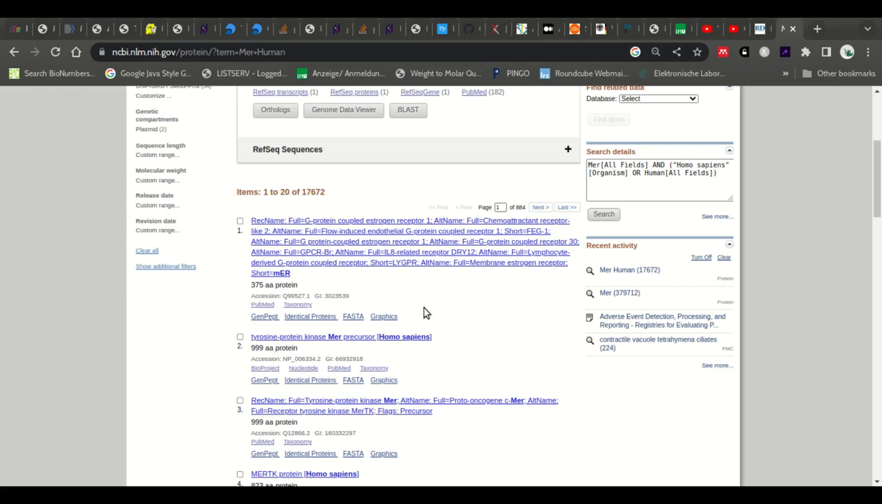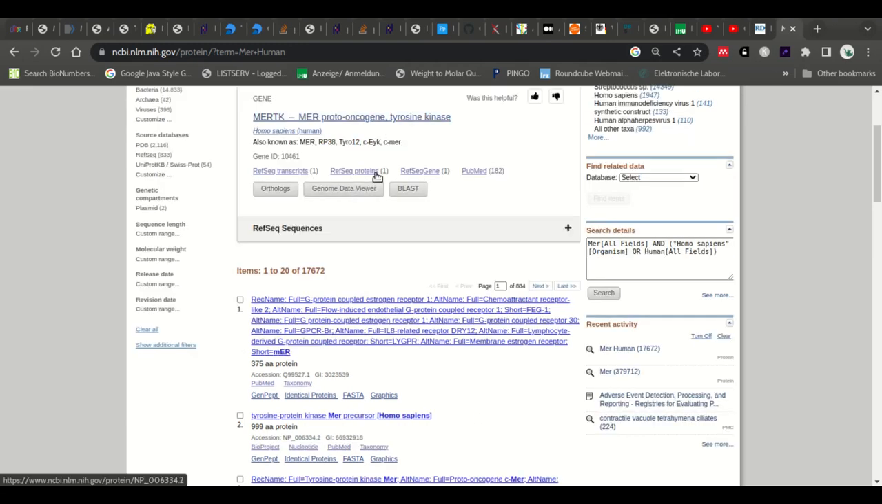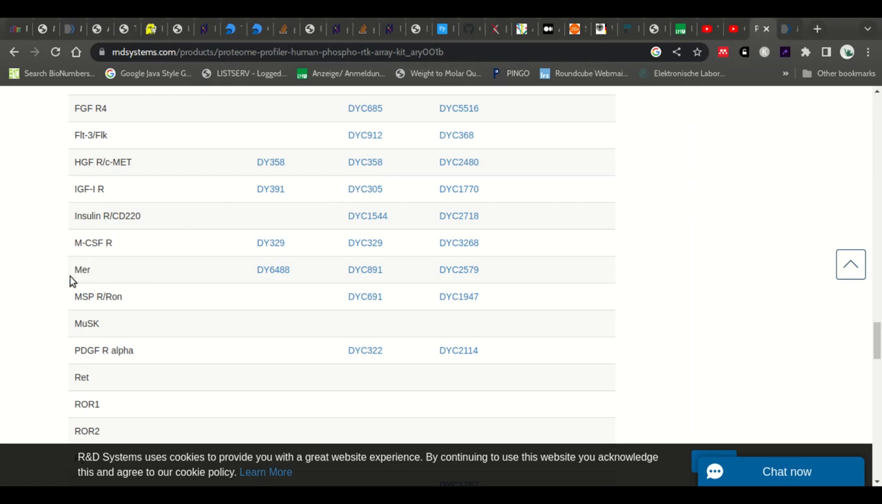Okay, and here we go with the first problem. This is the first one, a 375. And then there is a tyrosine protein kinase MER precursor. Now the question is which one it is. That is the reason why we need an accession number. Okay, that's the thing. They could make a link here.